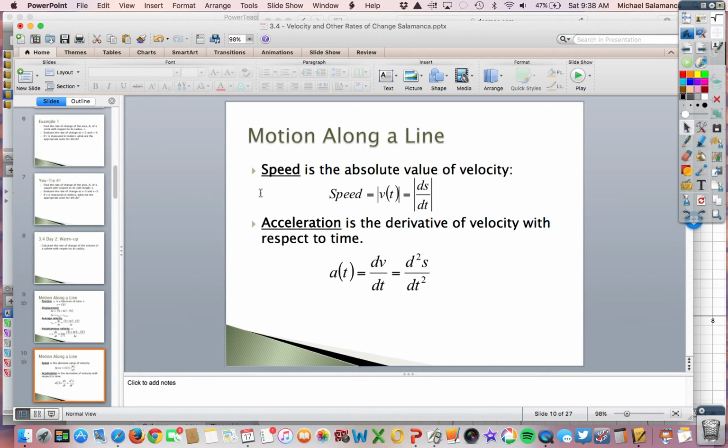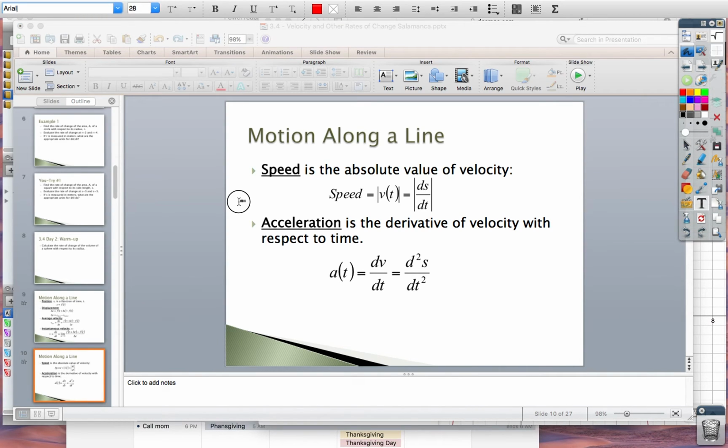So basically, velocity is the first derivative, and acceleration is the second derivative with respect to your displacement. So keep that in mind.